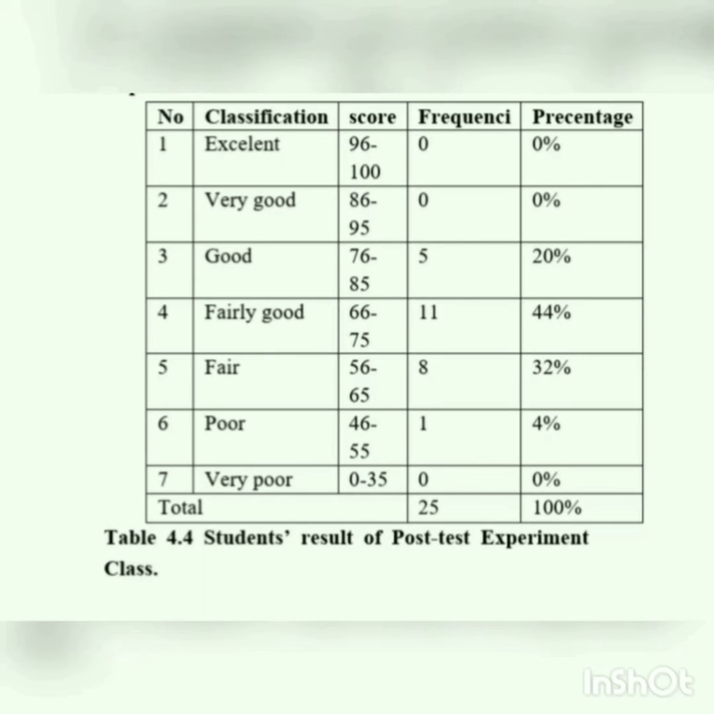6, poor, score 46 to 55, frequency 1, percentage 4%. 7, very poor, score 0 to 35, frequency 0, percentage 0%. Total frequency 25, percentage 100%. Thank you.